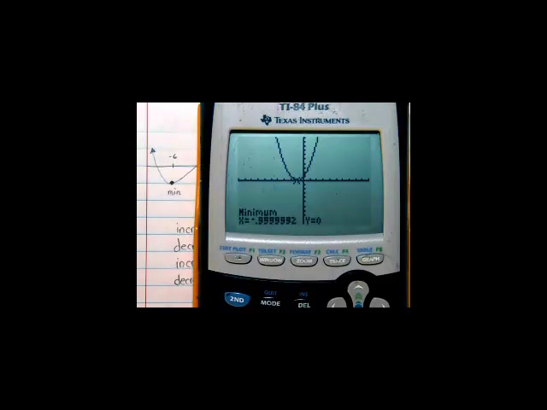So if I want to know what's the decreasing interval for this, what would be my answer then?